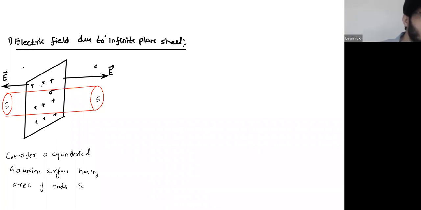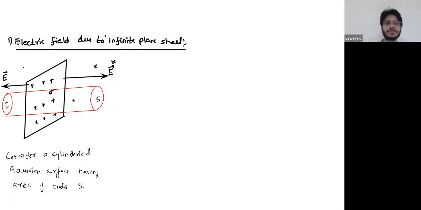I'm repeating it again. You have an infinite plane sheet, meaning the length and breadth of the sheet are infinite. Some charge sigma is uniformly distributed over the sheet. You are supposed to calculate the electric field E due to the sheet. To calculate this field using Gauss law, the first step is to choose an appropriate Gaussian surface. For a sheet, the most appropriate Gaussian surface is cylindrical. So we choose a cylindrical Gaussian surface.